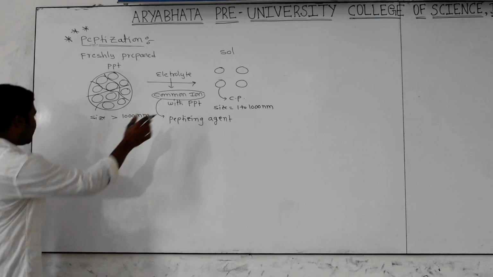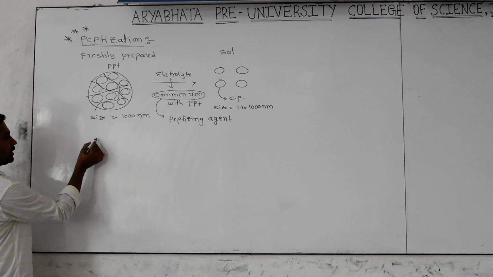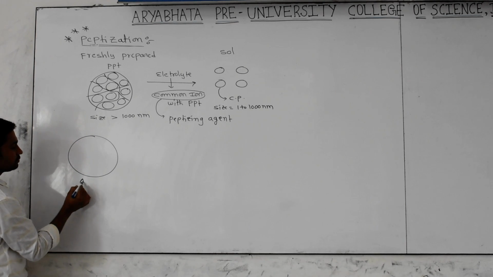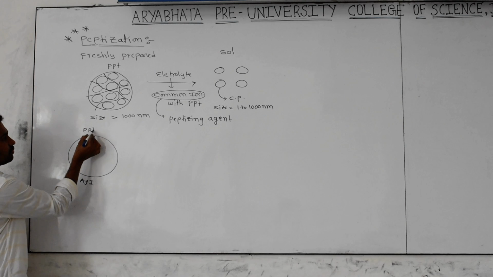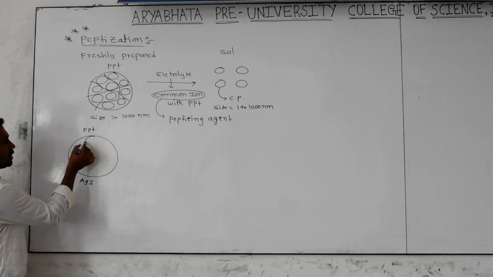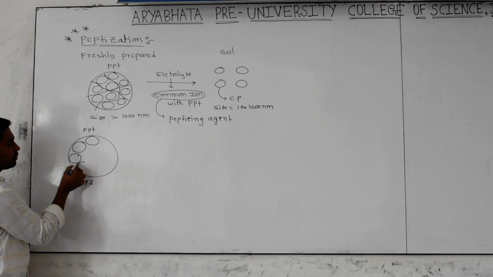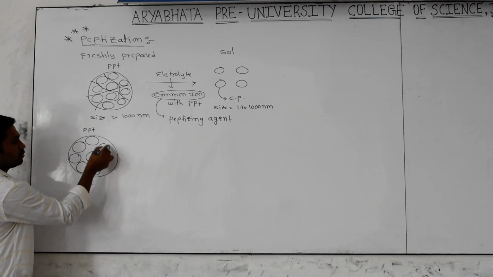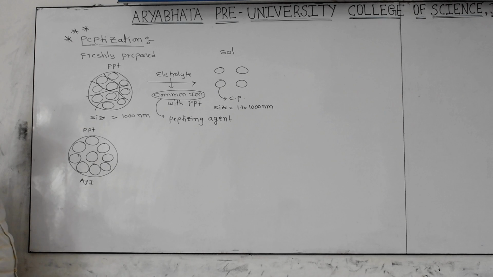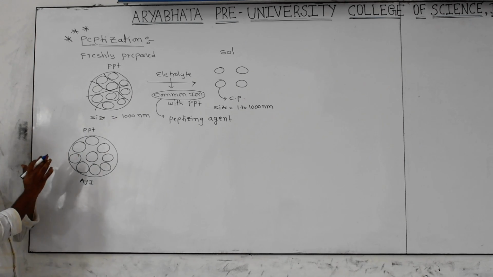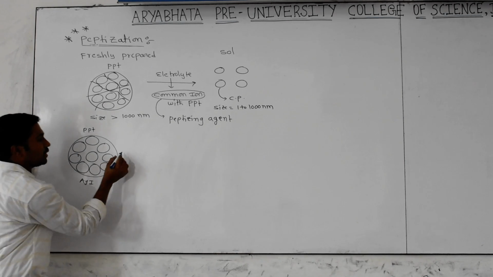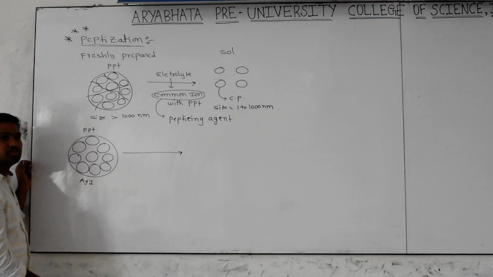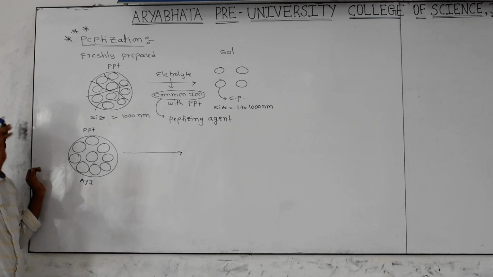Take one freshly prepared precipitate of silver iodide. Understand the concept very carefully. It is a precipitate of silver iodide, made up of many smaller silver iodide particles, all aggregated together to form a precipitate. The size will compulsorily be more than 1000 nanometers. Now I want to break this material down into colloidal particles. For that, what should I do? I should add one electrolyte. Electrolyte means 100% decomposition has to take place.